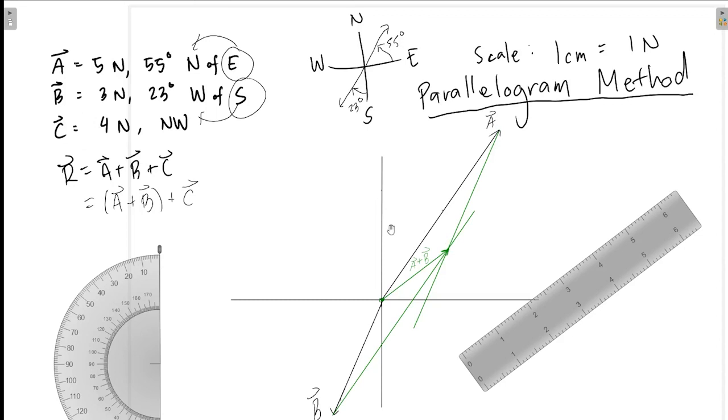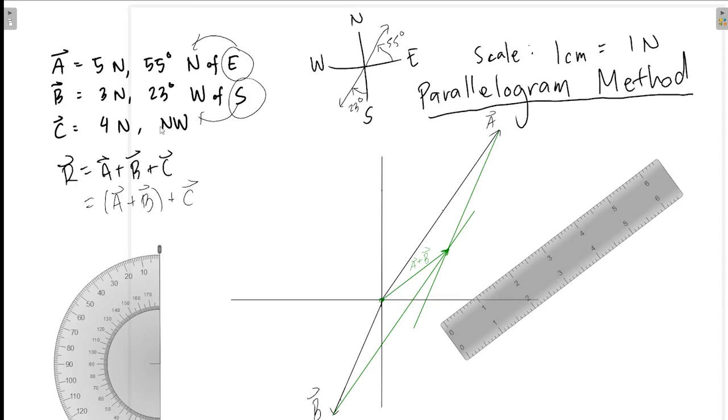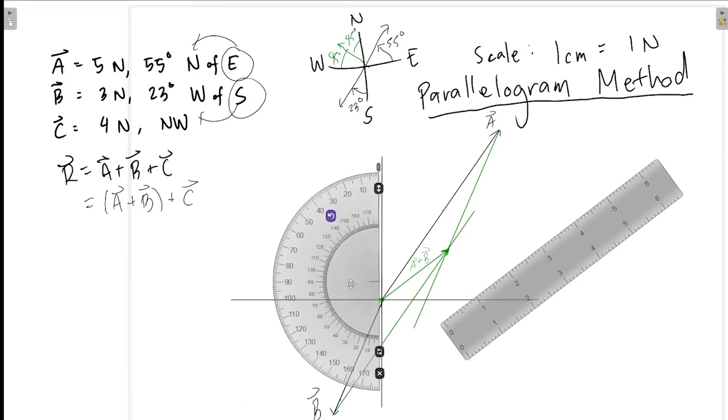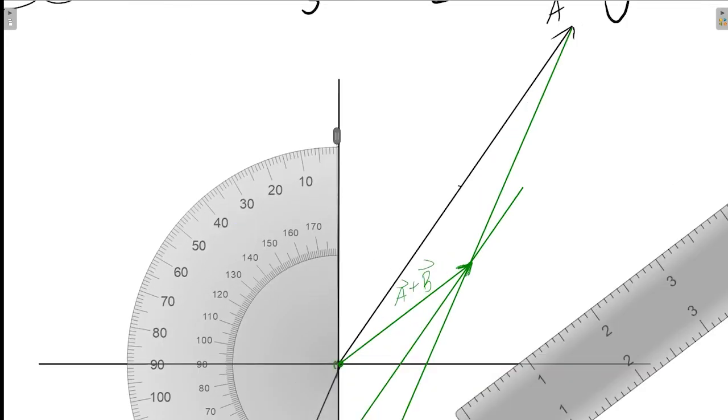Okay, so again, na-draw na natin yung first vector. Then we will draw vector C from the origin pa din. Okay, so starting at the origin, vector C is in the direction northwest. So that is between north and west. So this angle should be 45 degrees. The angle above is also 45 degrees. So let's mark out yung angle ng vector C. So 45 degrees is this point.